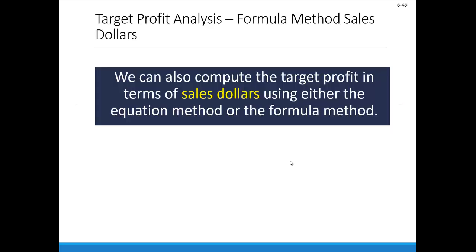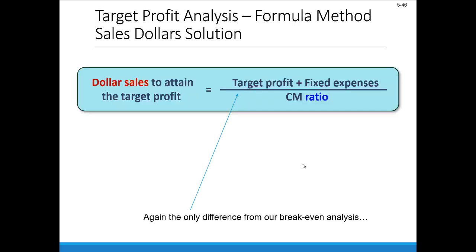We can also compute the target profit in terms of sales dollars using either of those methods as well. We'll stick mostly to that formula method, just as we did with our unit measure. So if we want to find the dollar sales to reach target profit, we can take the target profit, add to it fixed expenses, and divide not by unit CM, but by CM ratio now. So similar to our last point about the unit sales to reach target profit, this is a direct extension from our break-even analysis. The only thing we're changing is adding this target profit to the numerator as something else we have to cover with our contribution margin.